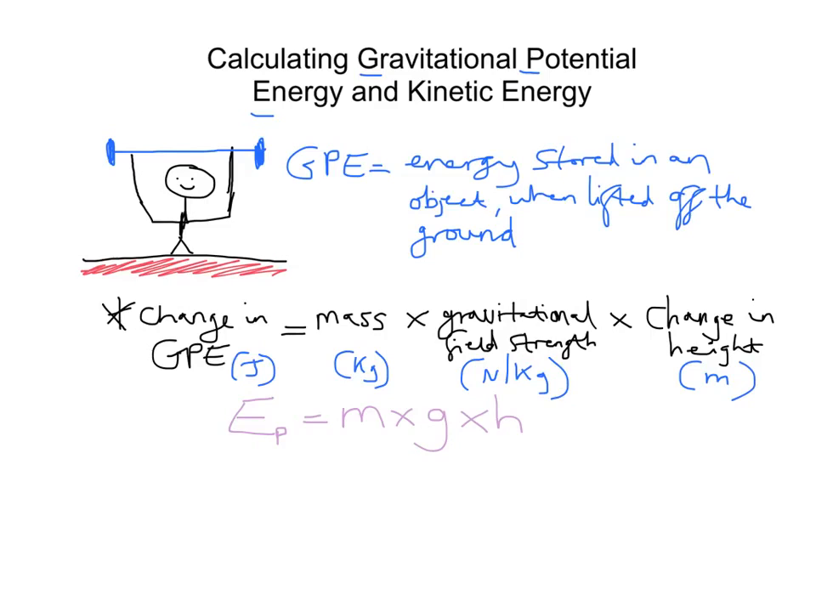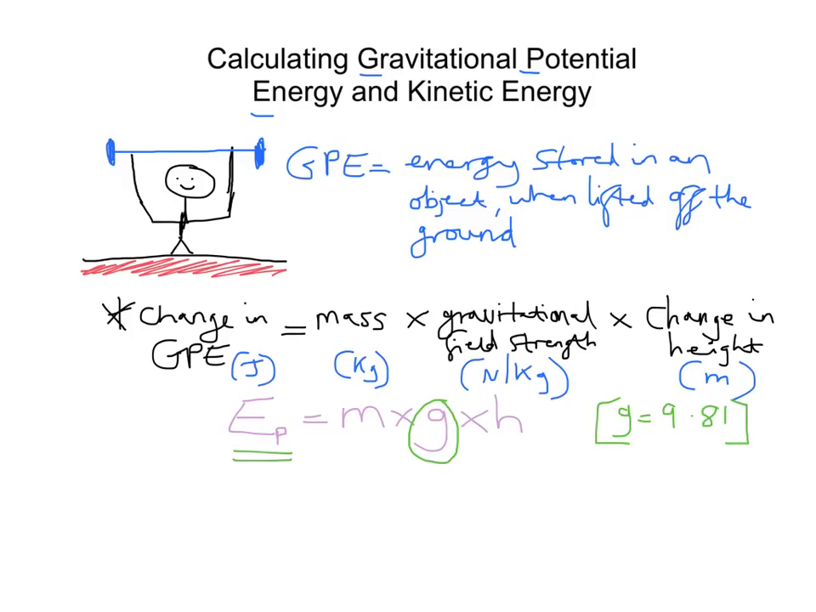Now just to say that this value here, G, sometimes they simplify it and use a value of 10, but on Earth that G value is 9.81. So you can use that, or you can use the value of 10 to represent that. And that there gives us our formula to calculate gravitational potential energy, or the change in the potential energy.